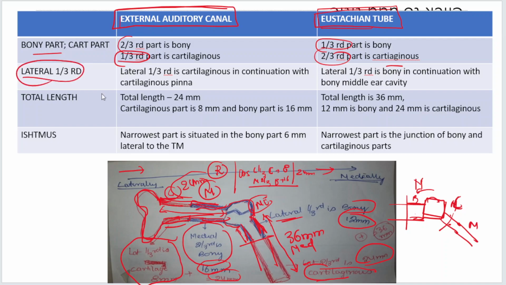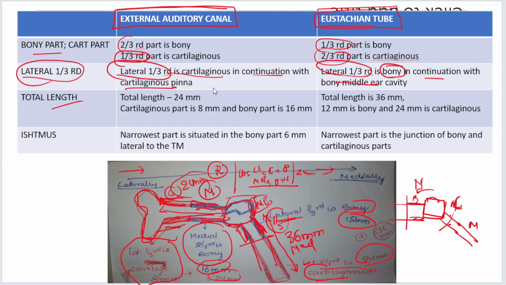Okay. Lateral 1/3 of external auditory canal is this one. It is cartilaginous, in continuation with the cartilaginous pinna. Lateral 1/3 of the eustachian tube is bony, in continuation with the bony middle ear. This is the bony middle ear. This is in continuation with this. So the lateral 1/3 is bony. So both the lateral 1/3s are different. Okay. The medial 2/3, medial 2/3.